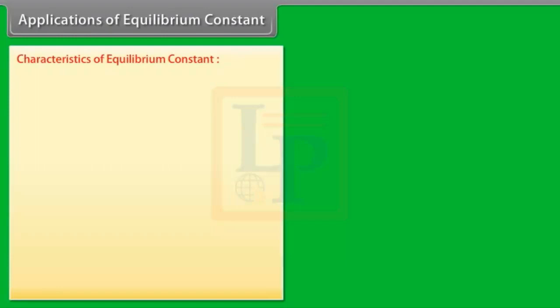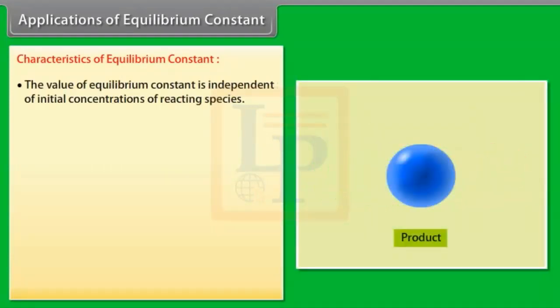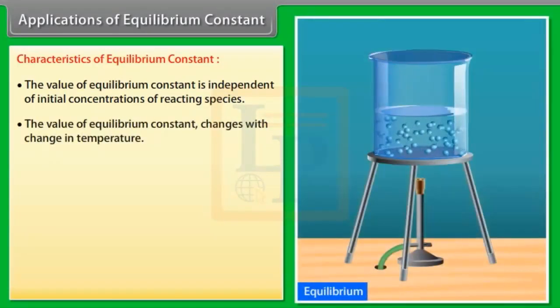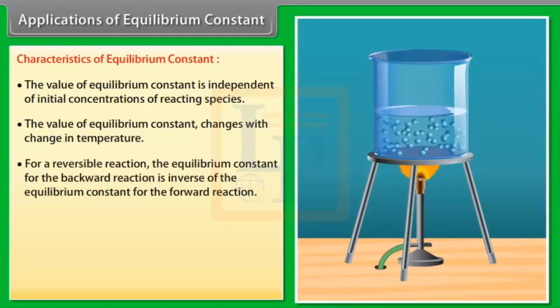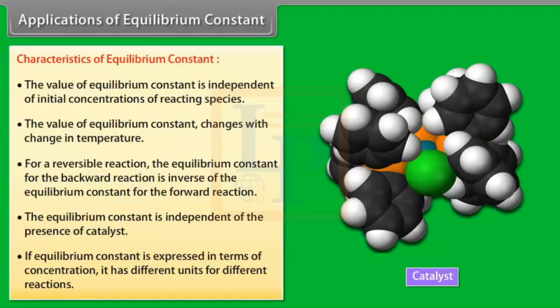Applications of equilibrium constant. Characteristics of equilibrium constant. The value of equilibrium constant is independent of initial concentrations of reacting species. The value of equilibrium constant changes with change in temperature. For a reversible reaction, the equilibrium constant for a backward reaction is inverse of the equilibrium constant for the forward reaction. The equilibrium constant is independent of the presence of catalyst. If equilibrium constant is expressed in terms of concentration, it has different units for different reactions.